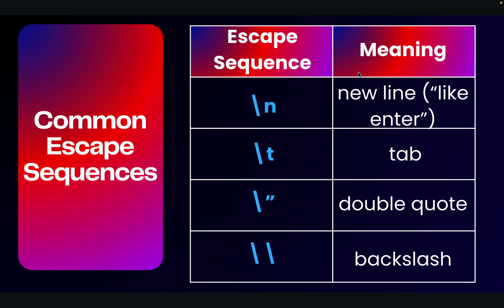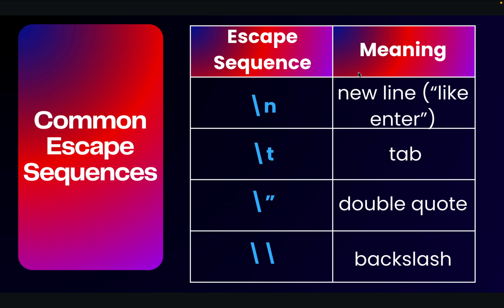\" is if you actually want to use double quotes in your text. So remember, in Java, a double quote means that it is a string. So if you just put a double quote into a string, it's going to ignore it because it's basically thinking that you're referring to it as a string. So to prevent that from happening, you have to use an escape sequence, which is \". And then that will allow you to see the double quote actually appear within your string.